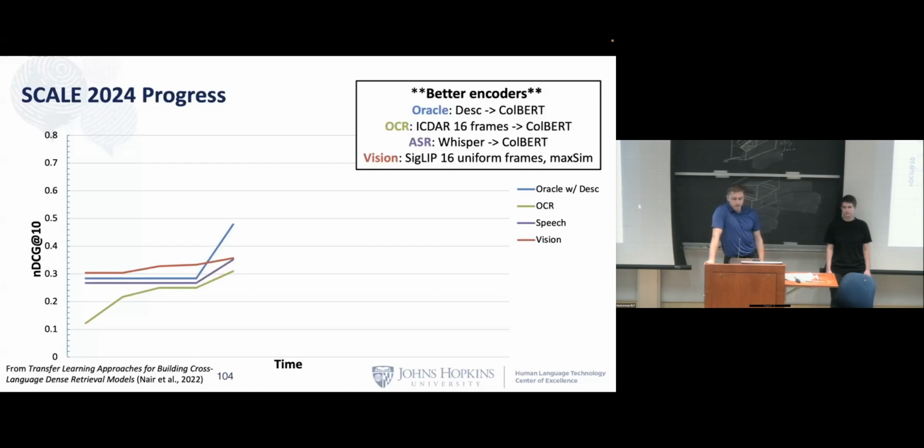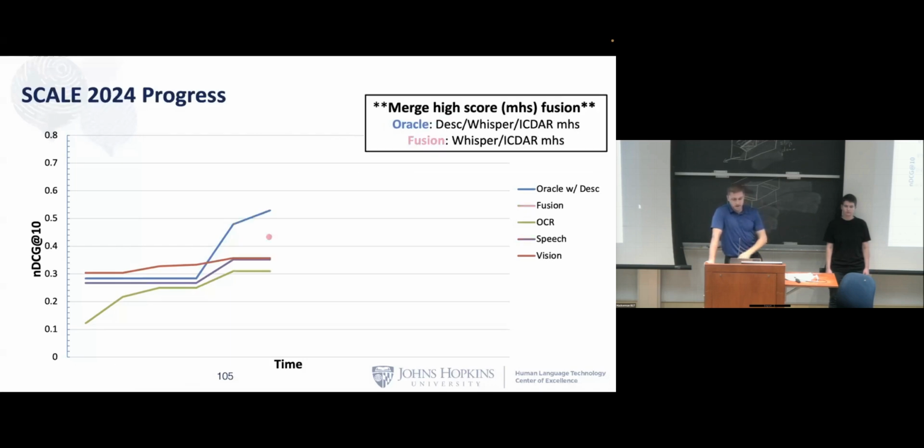And then when we look at better encoders, specifically better text encoders, we saw large boosts in all the text performances once we stopped passing them through Clip and started passing them through Colbert models. And when we moved from Clip to SigLIP for vision, we saw an additional boost in performance. At that point, we started to merge the modalities together because we had reasonable systems across all the modalities. So now we were ready to start actually combining them in a meaningful way.